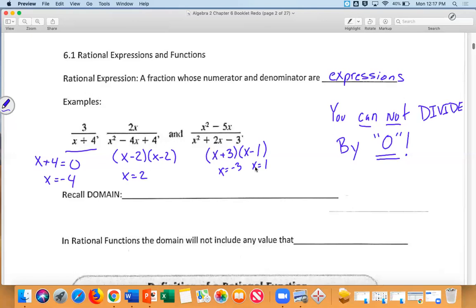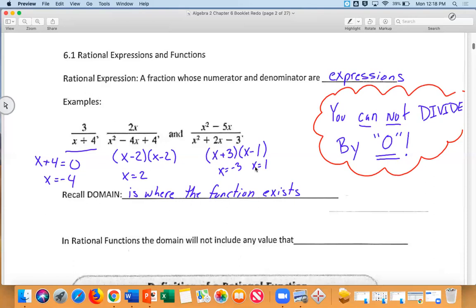Domain is where the function exists. Meaning, if I plug in a number, I get a number out. And then we talk about generally, oh, it could be any number less than 5, because it only goes up to 5 and then stops. So there's a lot of fun stuff we can do with this. But the big thing with rational functions is simply this: you can't divide by 0.